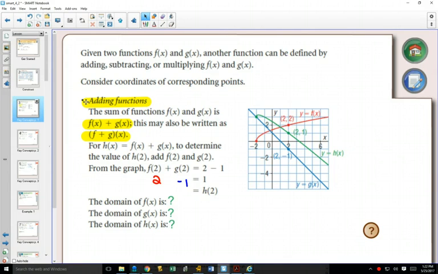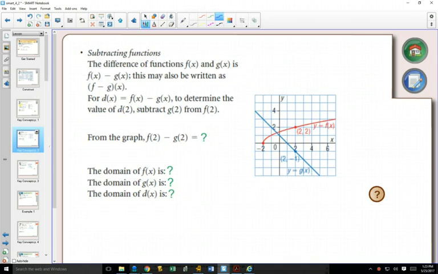I want you to notice on that green graph that the green graph's domain starts at -2 because the graph of the red function, f of x, starts at -2. So the domain when you're adding two functions is where both of them exist. So if one of them exists and the other one doesn't, then the domain for the adding won't exist either. So that's why the domain of h of x is greater than or equal to 2.